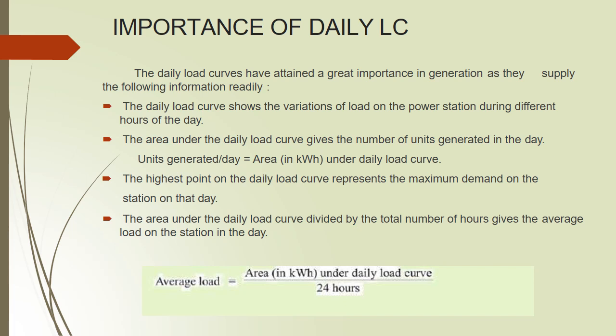The daily load curve shows the variation of the load on the power station during different hours of the day. The area under the daily load curve gives the number of units generated in the day. Units generated per day is equal to the area under the daily load curve. The highest point on the daily load curve represents the maximum demand on the station on that day. Average load is equal to the area in kilowatt hour under the daily load curve divided by 24 hours.